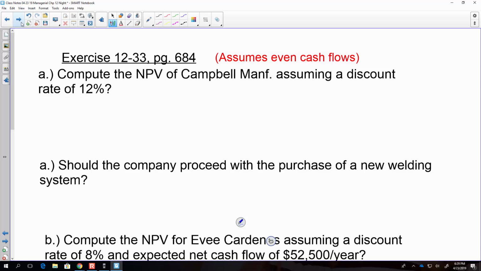Problem 33. Campbell's considering the purchase of a new welding system. The cash benefits will be $480 per year. The system costs $2.7 million and will last for 10 years. Now, it doesn't talk about the company's rate of return until you get into the required section for question 1. It says compute the net present value for Campbell using a discount rate of 12%. That's the required rate of return, 12% for the company. Even cash flows, so I've already got that identified.